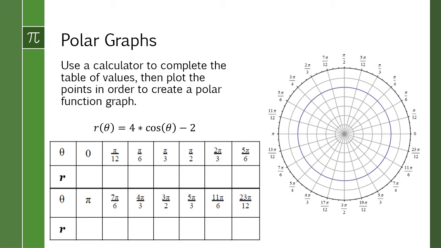So we have 2 more functions here. This one is 4 times the cosine of theta minus 2. I'm going to let you fill in this chart on your own, just plugging in all of those different angle measures and seeing what radii or what function values you get out, and then we'll go through plotting the graph together.